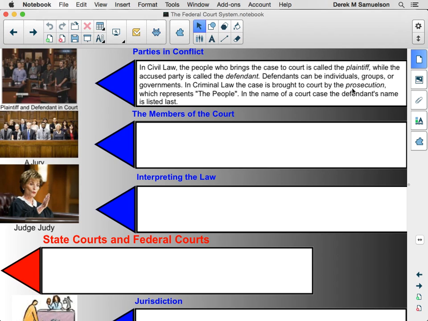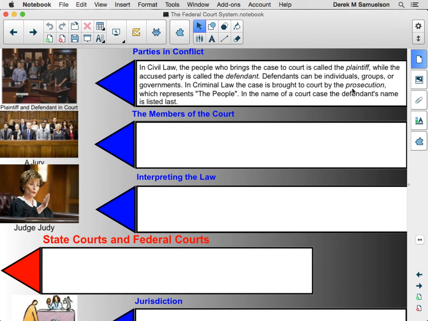Now, in a criminal case, in criminal law, the case is brought by the prosecution. Different term than plaintiff. Plaintiff is just for civil case. Prosecution is just for criminal case. And the prosecution represents the people. The people is us. It's our society. It's what's right for the good of the whole. And in a criminal case, we want to protect the people against criminal actions.